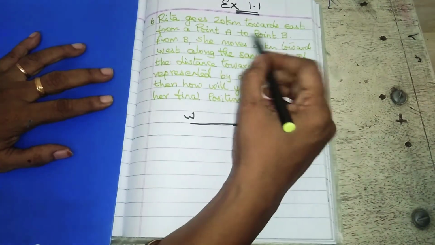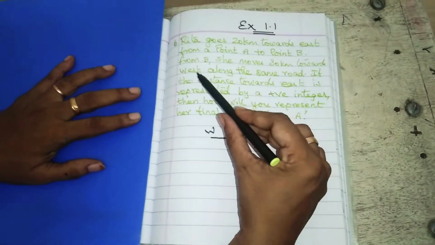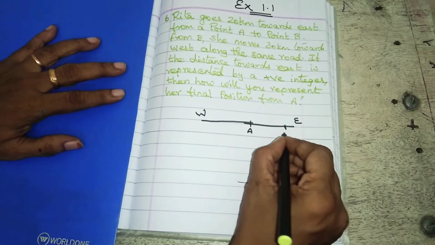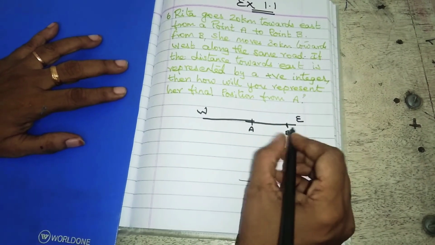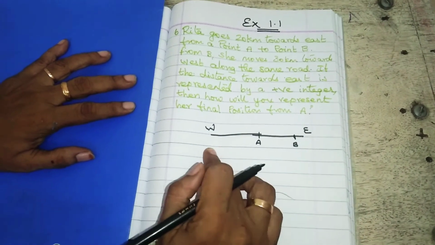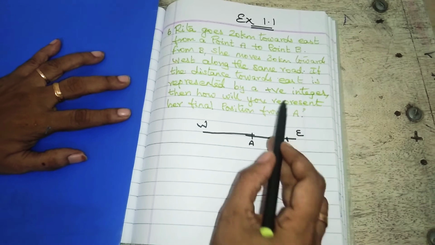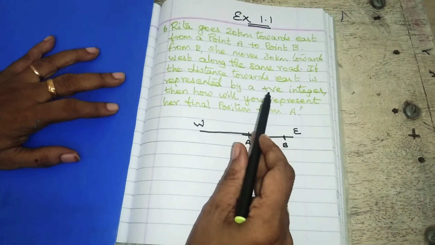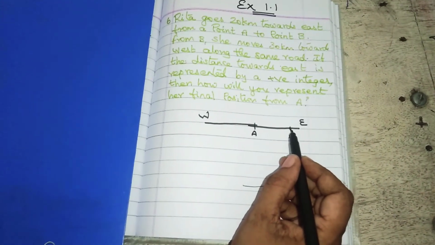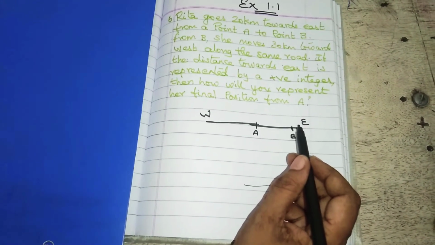Rita goes 20 kilometers towards east from a point A to point B. Now this is east. From east she is moving to A and then to point B, 20 kilometers. Then from B she is again moving towards the west side, 30 kilometers towards the west on the same road. So, if the distance in east is represented by a positive integer, wherever she is going, from A she is moving to point B towards east 20 kilometers. So the distance towards east is being considered as a positive integer.